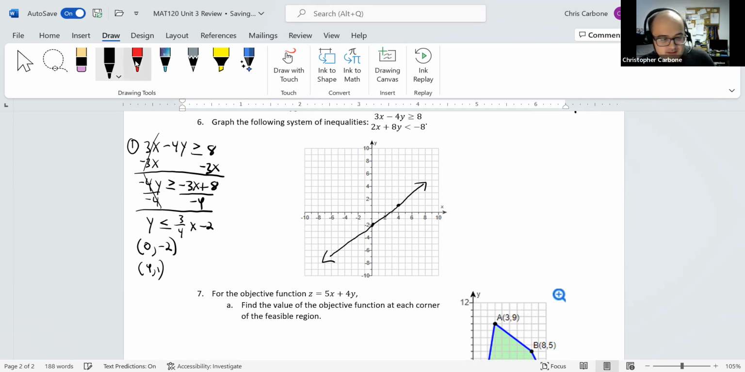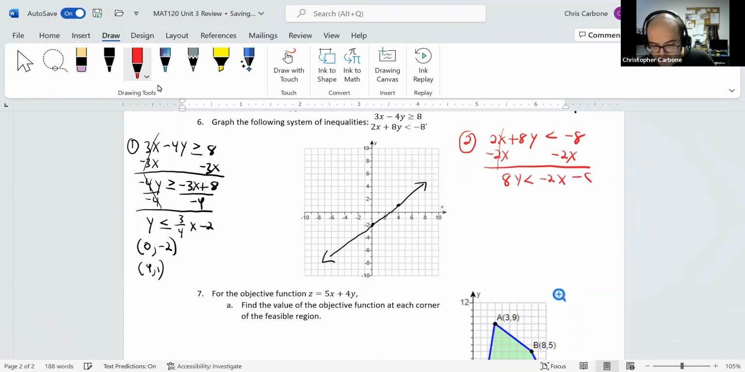And the second one, I'll use a different color for that one. Now do it on the right side here. 2x plus 8y is less than negative 8. Again, we could solve this for y. Subtract 2x from both sides. These cancel. We have 8y is less than negative 2x minus 8. And then divide by 8 from both sides. So this inequality is y is less than negative 1/4 x minus 1.